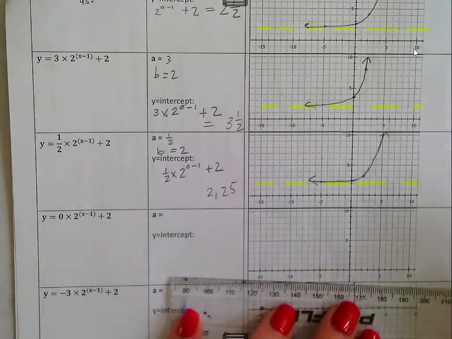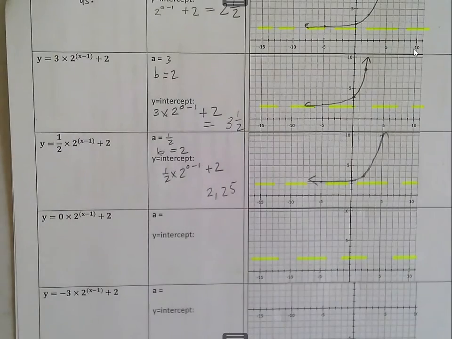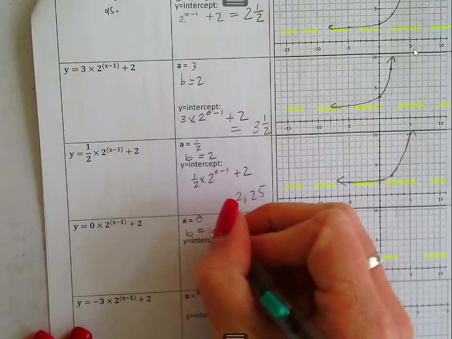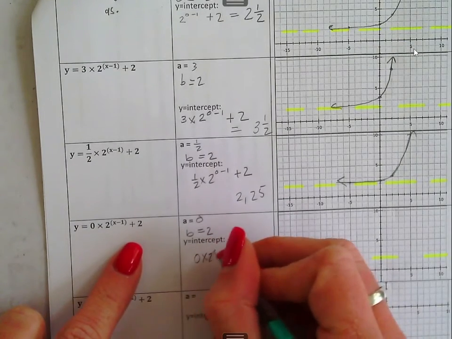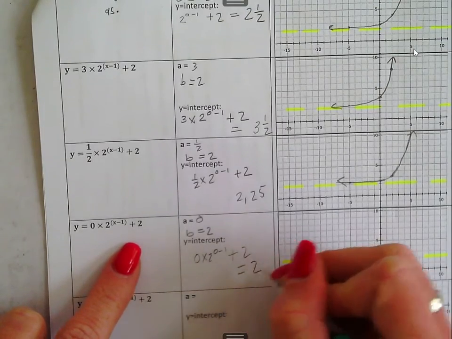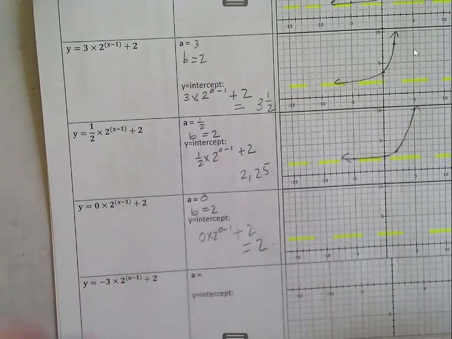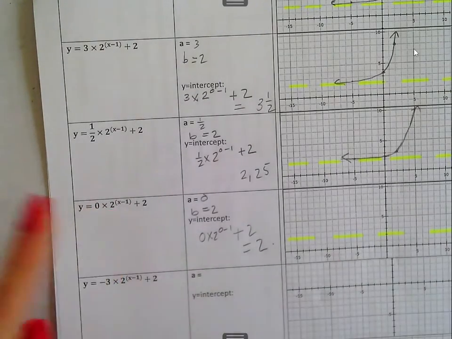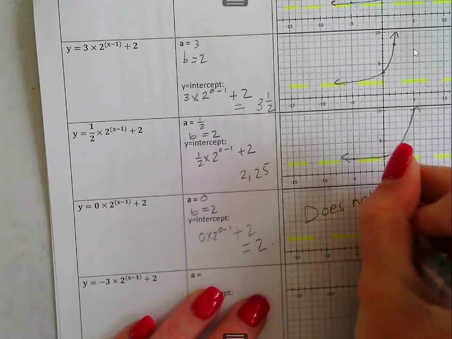Okay, let's draw in the fourth one's asymptote. What's the a value? 0, and the b value is 2 again. Now if I substitute in 0, it gives me an answer of 2. Because 0 times 2 to the power of 0 minus 1 is 0, plus 2 is equal to 2. And if I substitute in negative 5, I also get an answer of 2. And if I substitute in 2, I also get the answer of 2. But it's not allowed to be 2. Do you see that? So I put in this one to show you that this is what happens when A is 0. That's why they will always tell you that A cannot be equal to 0. So it doesn't influence your calculation, but this is why. So you can write there, does not exist.